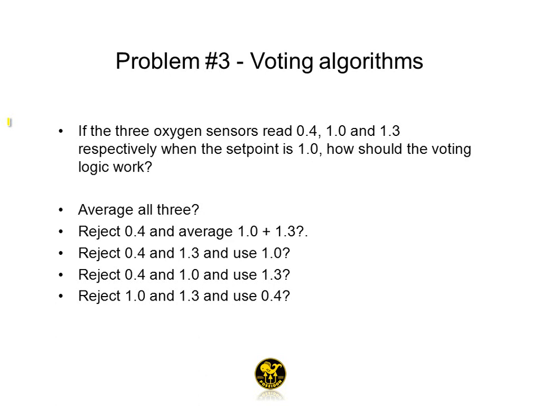Average all three. Come on, hands in the air so we can see. Stand up and be counted. Okay, a handful that average all three. Number two, reject the low guy, average the two high guys. Okay, good. Number three, take the middle one. Okay. All right. Number four, reject the two low guys, take the high guy. No votes. One vote for that? Okay. And number five, reject the high guys, take the low guy. Okay.